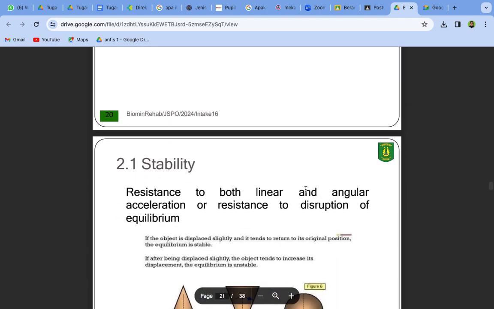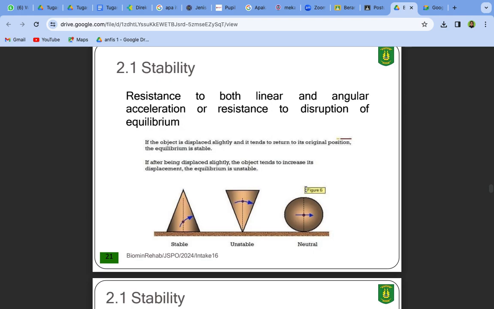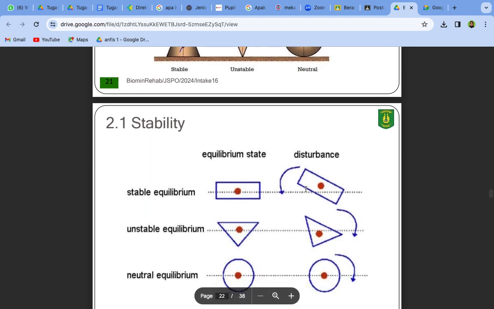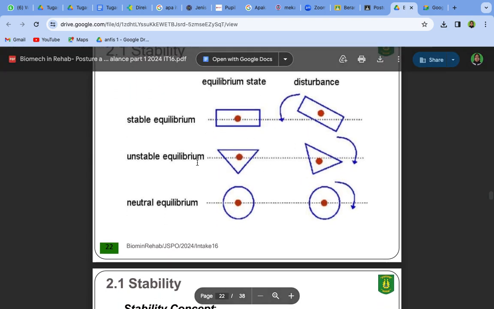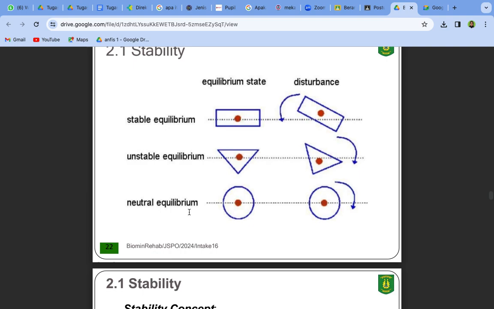Okay, the next one is stability. Stability is resistance to both linear and angular accelerations, or resistance to disruption of equilibrium. If the object is displaced slightly and returns to its original position, the equilibrium is stable. If after being displaced slightly the object tends to increase its displacement, the equilibrium is unstable. Okay, here is the stable equilibrium. The second is unstable equilibrium. The third is neutral equilibrium.